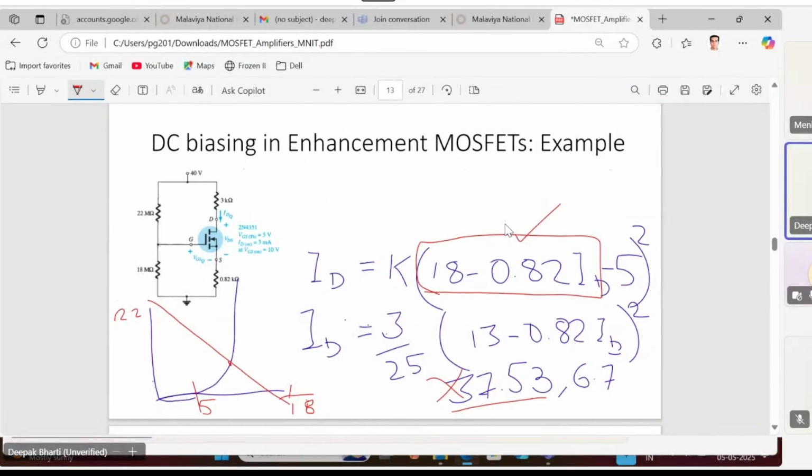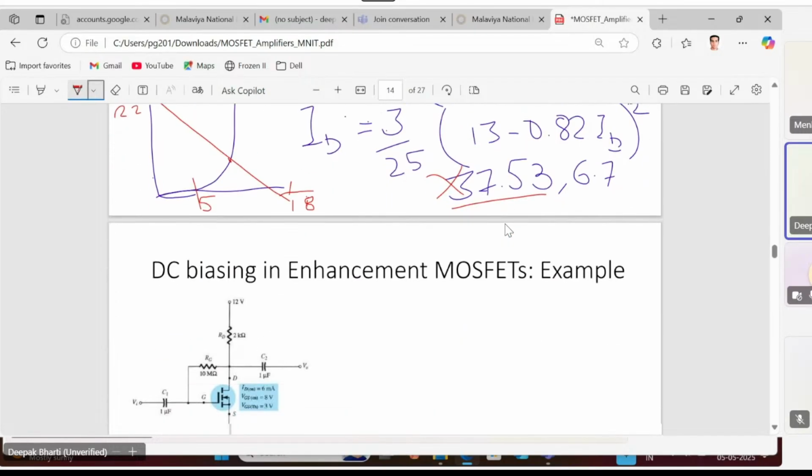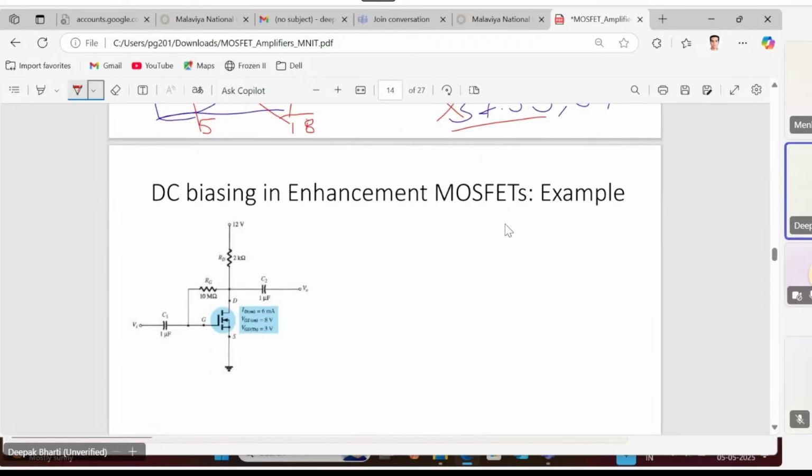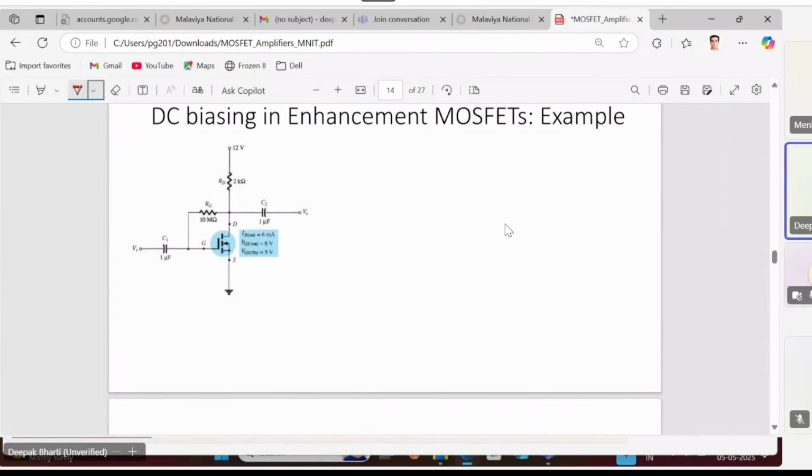Possible value is 6.7. So this is how we have determined the value of ID, and if we have to determine the VGS, we can use the equation of the load line to get the value of VGS. In this way we can determine the operating point of an enhancement MOSFET. Let's solve another example for getting more clarity.